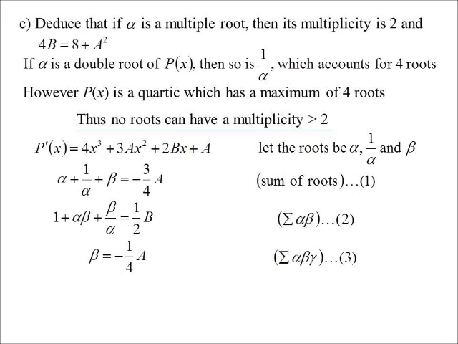But I now know that that third solution to the derivative is minus a quarter a. Okay. Well, I can sub that in for beta. So if I sub beta into the first one, I now have alpha plus 1 on alpha minus a quarter a is equal to minus 3/4 a. Move the a over. I've got alpha plus 1 on alpha is minus a half a.